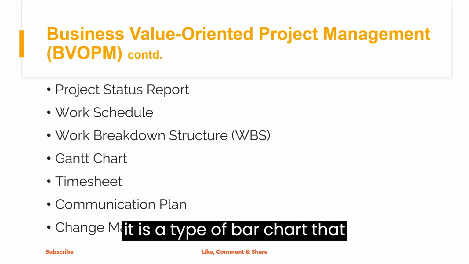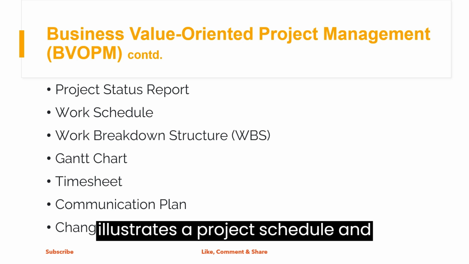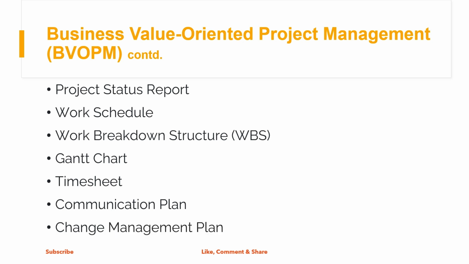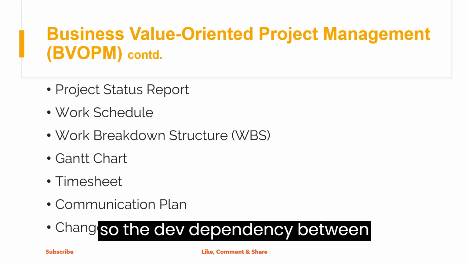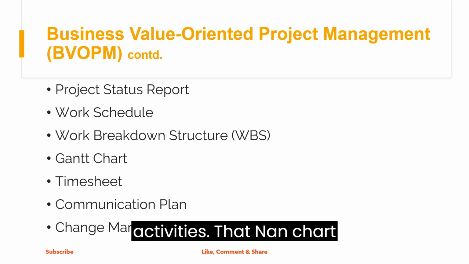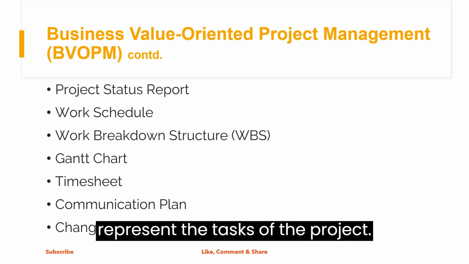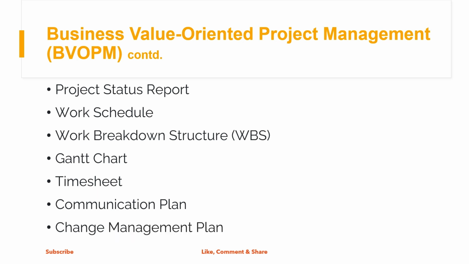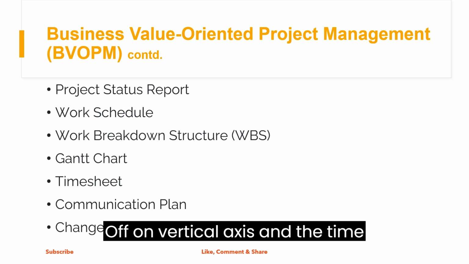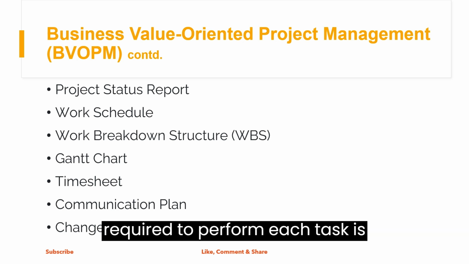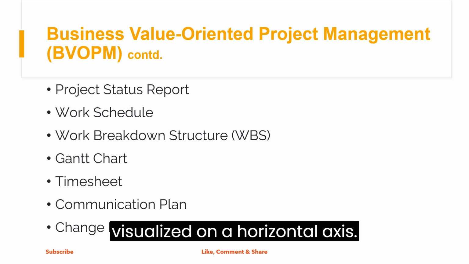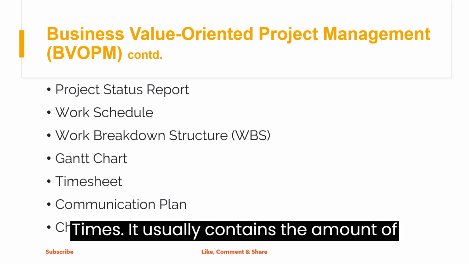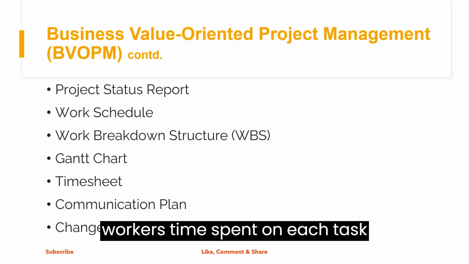Gantt chart. It is a type of bar chart that illustrates a project schedule and shows the dependency between activities. The Gantt chart presents the tasks of the project on the vertical axis, and the time required to perform each task is visualized on the horizontal axis. Time sheet usually contains the amount of workers' time spent on each task.